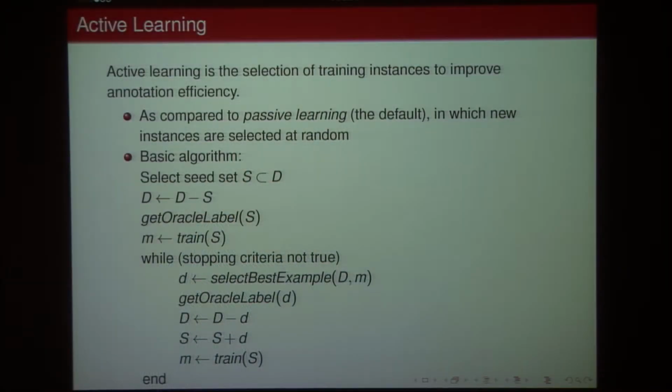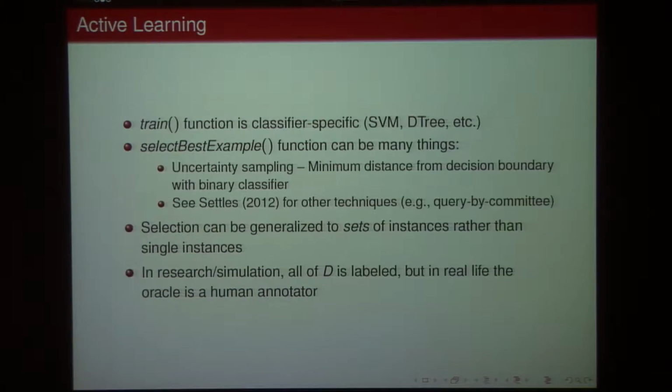So we did one at a time, and in our experiments, we're doing simulations, so it's reasonable to retrain after every one. Typically during active learning research, you do simulations, and so all of this D is actually labeled. So this oracle is not really an annotator. You're just uncovering the label and looking at it. In real life, if you have real annotators, the oracle is a human, obviously.